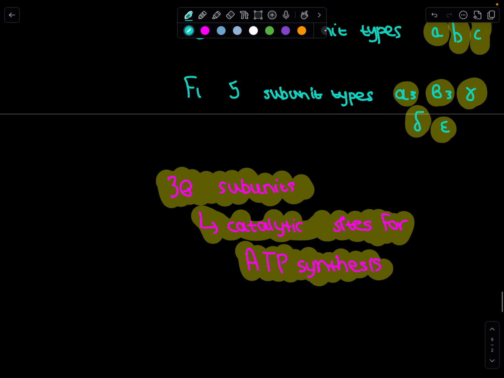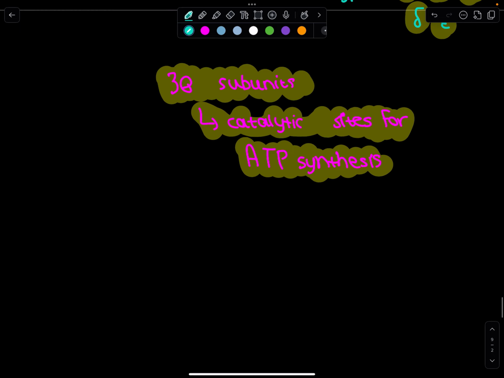Wow, this is really hard stuff. And the gamma unit rotates, and then the beta catalytic unit, beta catalytic unit's properties change. How does that happen?